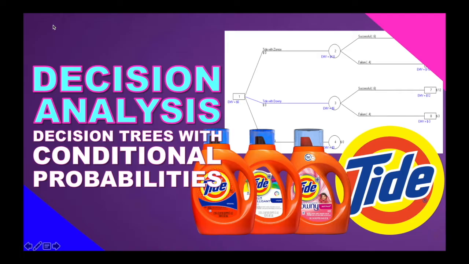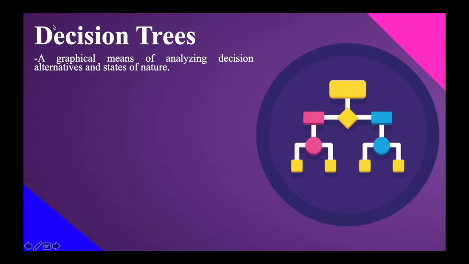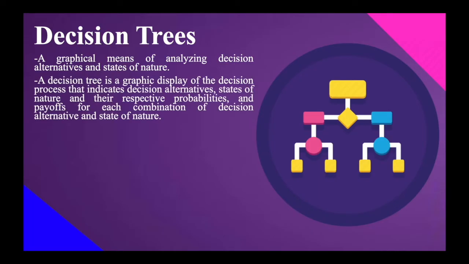Now, when we say decision trees, a decision tree is actually a graphical means of analyzing decision alternatives and states of nature. So that is decision tree. Ito icon niya kung paano siya maintindihan, paano siya itsura niya na visually. So, second definition, a decision tree is a graphic display of the decision process that indicates decision alternatives, states of nature, and their respective probabilities, and payoffs for each combination of decision alternatives and state of nature.